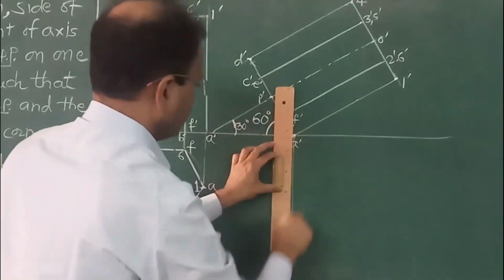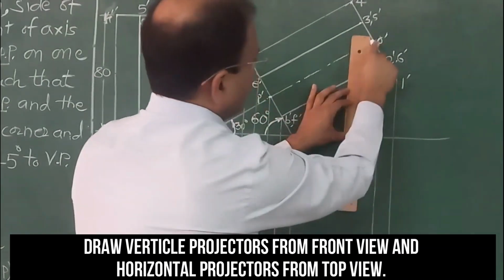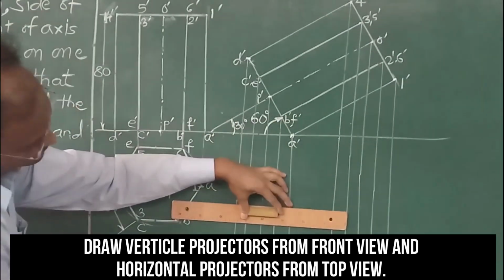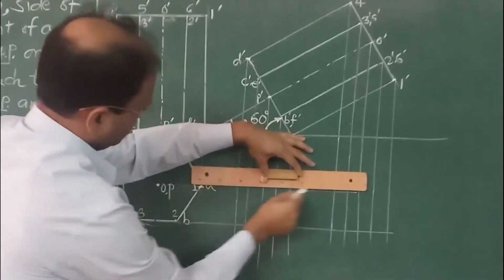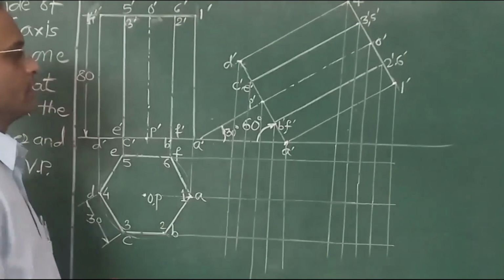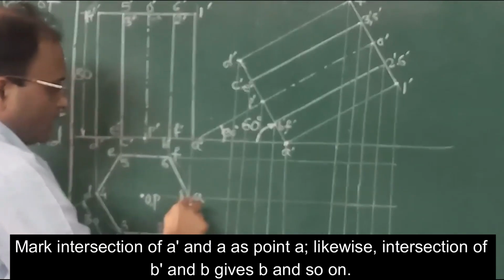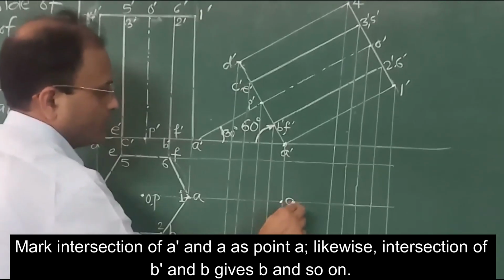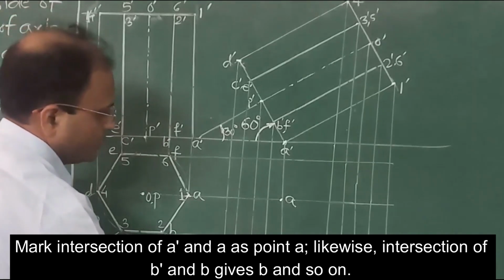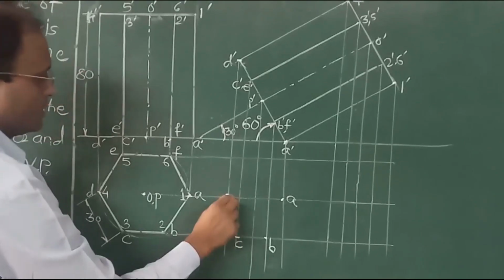Now we have to mark the points at the respective intersections. If we start from here, this is the projector from A dash and the projector from A will give you point A. Likewise, the projector through B dash and B. This is B. Similarly, C dash and C. So here you get C.